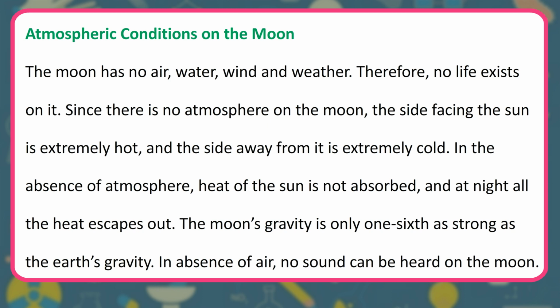Atmospheric conditions on the Moon. The Moon has no air, water, wind and weather. Therefore, no life exists on it. Since there is no atmosphere on the Moon, the side facing the Sun is extremely hot, and the side away from it is extremely cold. In the absence of atmosphere, heat of the Sun is not absorbed, and at night all the heat escapes out.